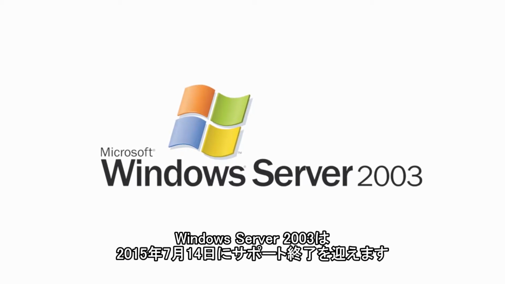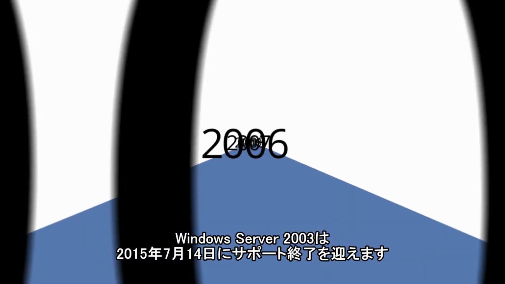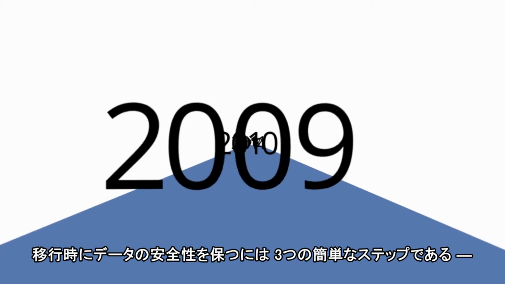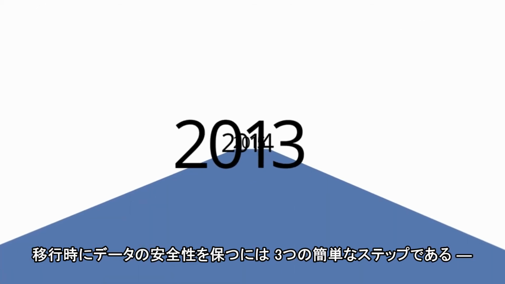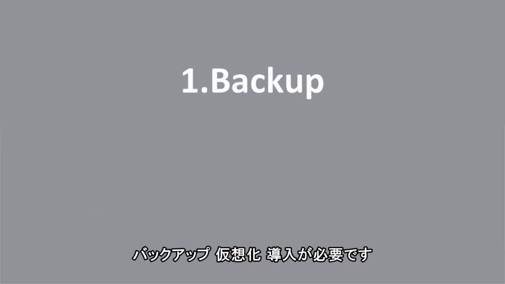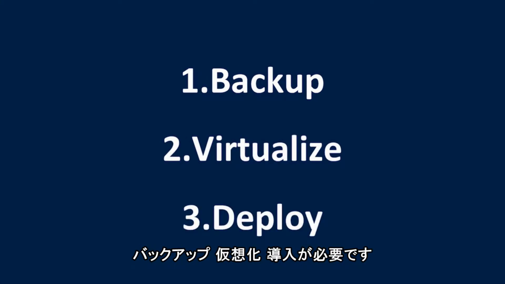Windows Server 2003 will reach end of life on July 14, 2015. To ensure safety of your data during migration, you need to take 3 simple steps: backup, virtualize, and deploy.